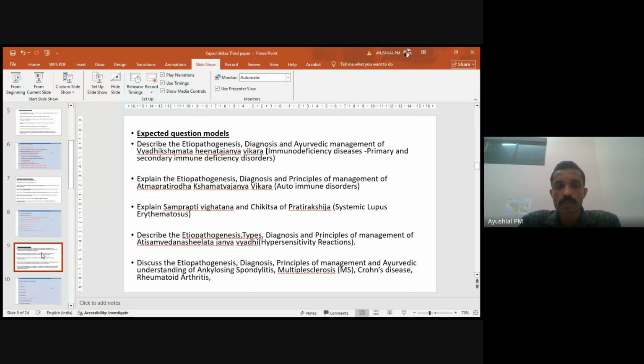Then systemic lupus, SLE conditions, systemic lupus erythematosus. What is the exact pathology of SLE conditions? Some of the symptoms are related with Vatarakta pathologies. So there also you can write some of the Vatarakta treatment aspects. Mainly most of the clinicians treat SLE based on Vatarakta pathology.